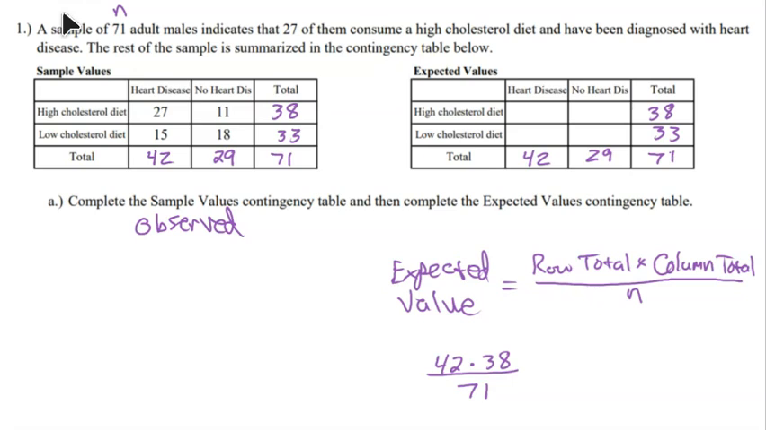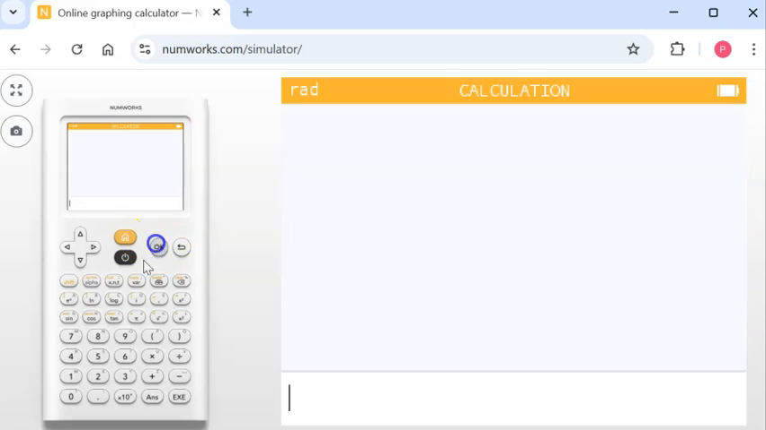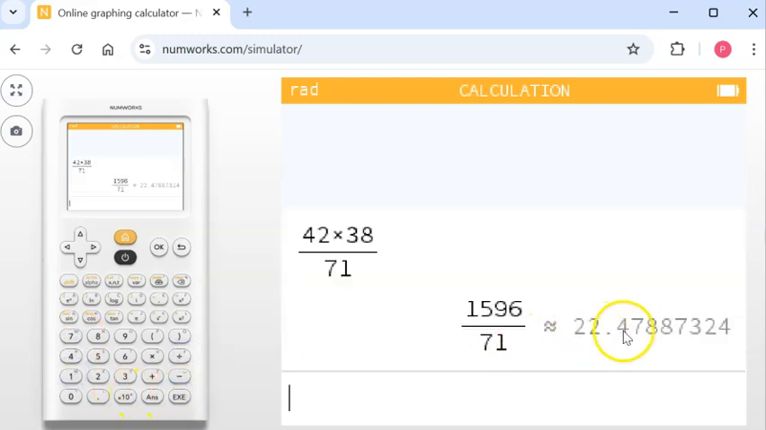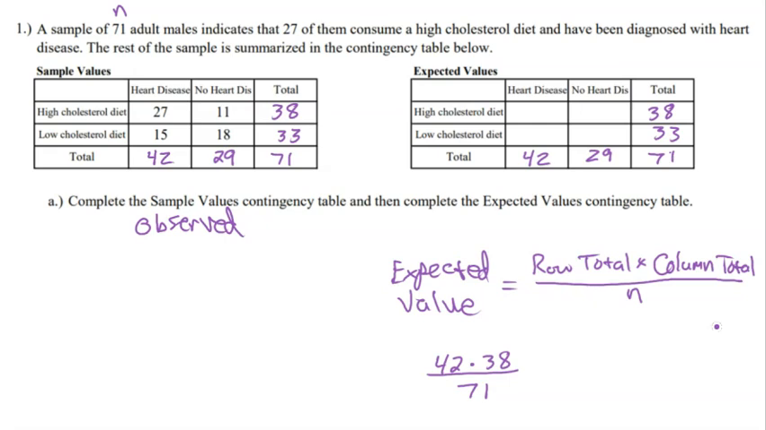So let's go over to a calculator. 42 times 38 divided by 71. Looks like it gives us 22.479. The fourth 8 is going to make the third 8 into a 9. So 22.479. Okay, great.